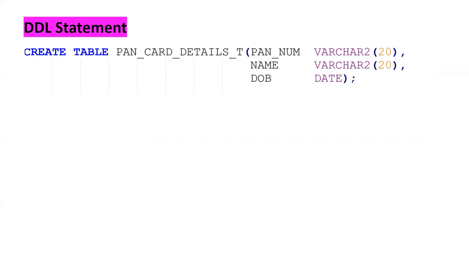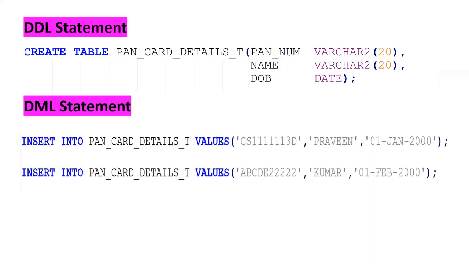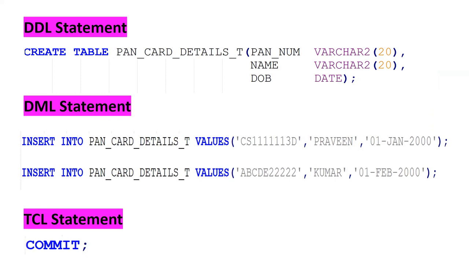Now, for this purpose, we need to create tables. So create table PAN card details. In this table, we have three columns: PAN number, name, date of birth. I'm inserting some dummy records. Insert into PAN card details, two records. I want to commit those transactions using TCL. So one table created, two records inserted, and one commit, to store the data permanently.